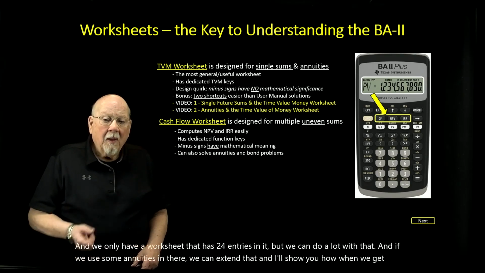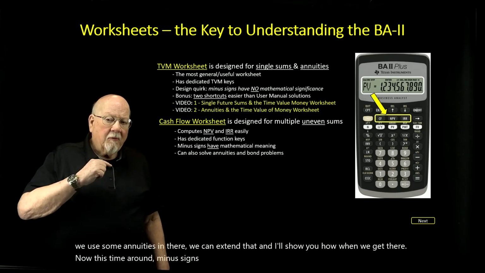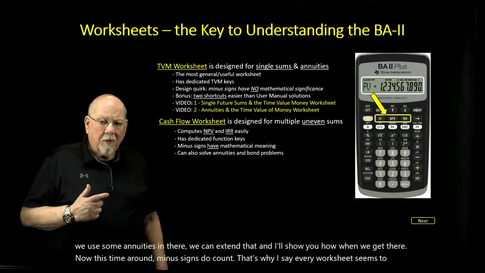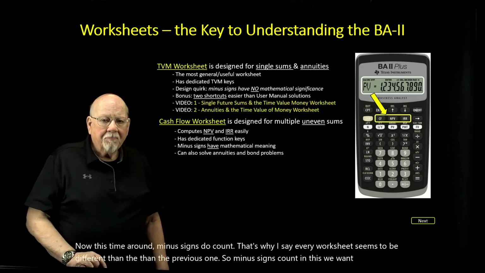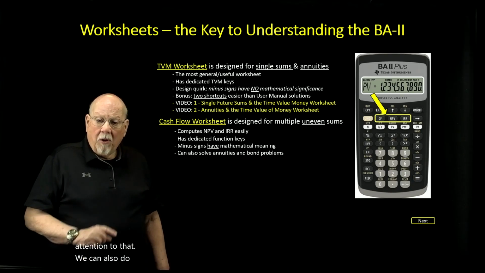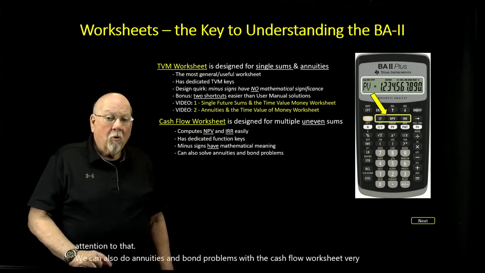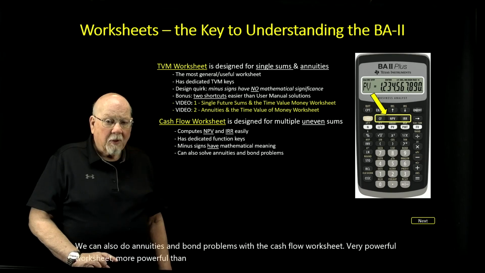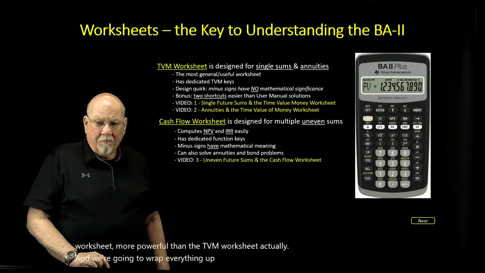and if we use some annuities in there, we can extend that, and I'll show you how when we get there. Now this time around, minus signs do count. That's why I say every worksheet seems to be different than the previous one, so minus signs count in this. We want to pay attention to that. We can also do annuities and bond problems with the cash flow worksheet. Very powerful worksheet. More powerful than the TVM worksheet, actually. And we're going to wrap everything up here with the third video.